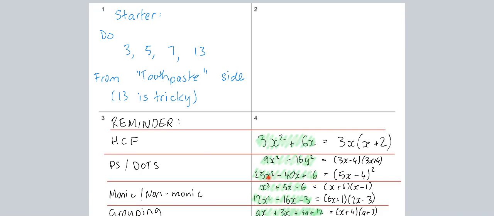Perfect square is this one here. This is 5x all squared. This is 4 all squared. And remember what we do. We double it. So we mush them together. So 4 times 5 is 20. And double it to get 40. And therefore, it's a perfect square.